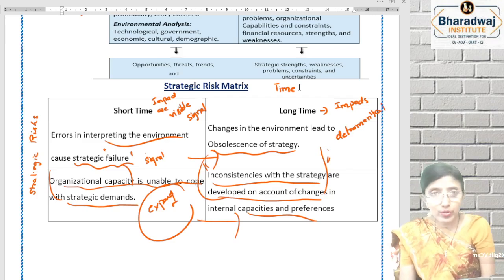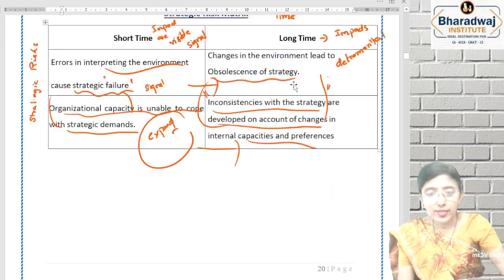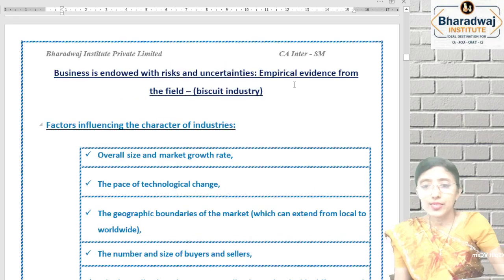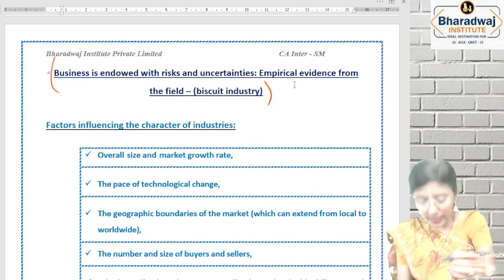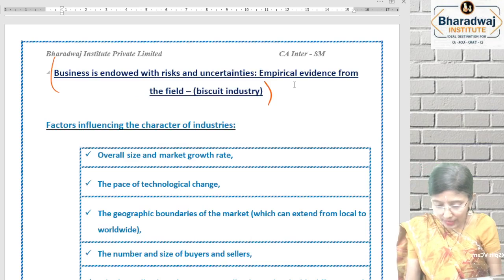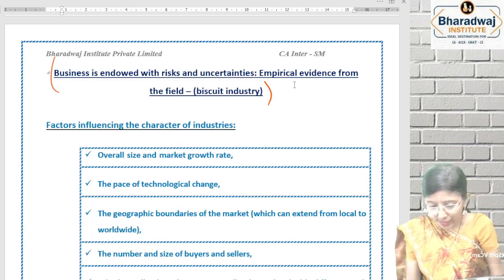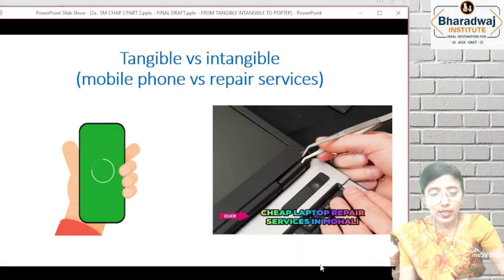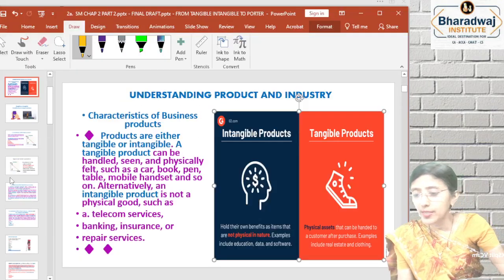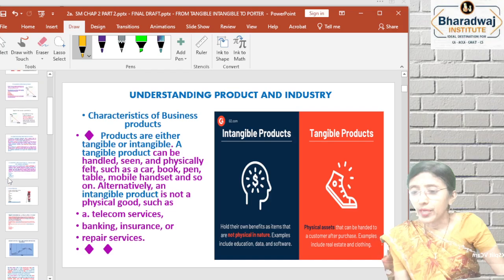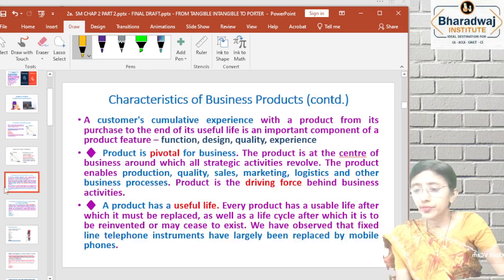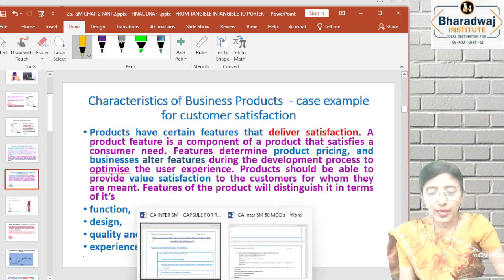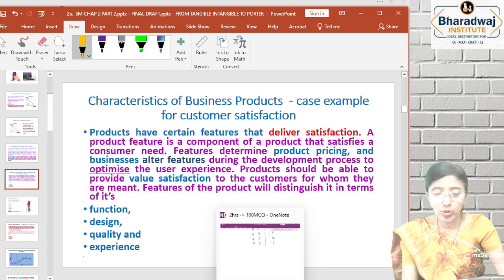Do you understand, my dear students? Are you able to follow this matrix? Is it clear? Please understand that business is endowed with risk. In our example, we have given the case study of the biscuit example. I think Parle-G's example was given to you clearly. Some of you may remember this. We will do it a little later also. Parle-G's success, in another example also, I have given that.